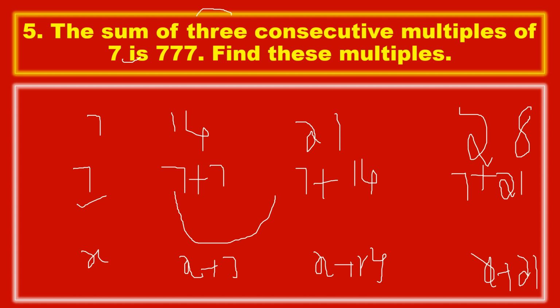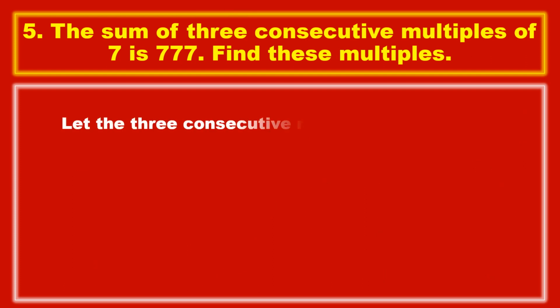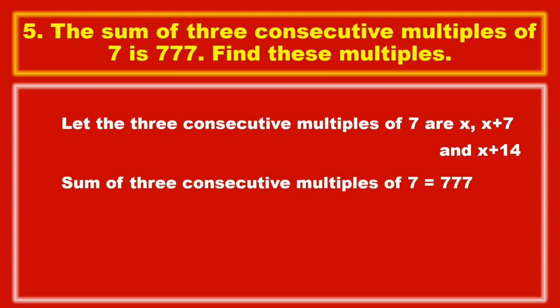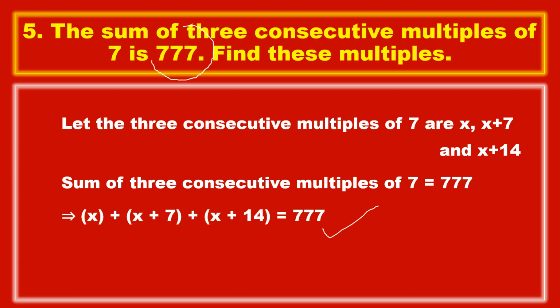Now how many multiples do we have to take? Only 3. So x, x plus 7 and x plus 14. So the first 3 multiples of 7 are x, x plus 7 and x plus 14. I have taken these 3 multiples. Now what do I have to do? Summation. Summation means addition. So when you add all these 3, you should get 777, because in the given question the summation is 777.